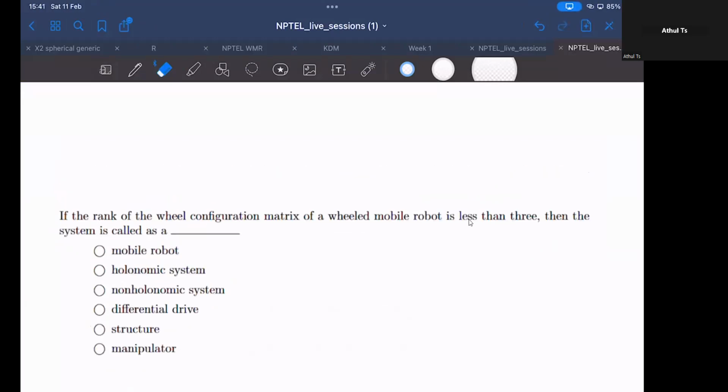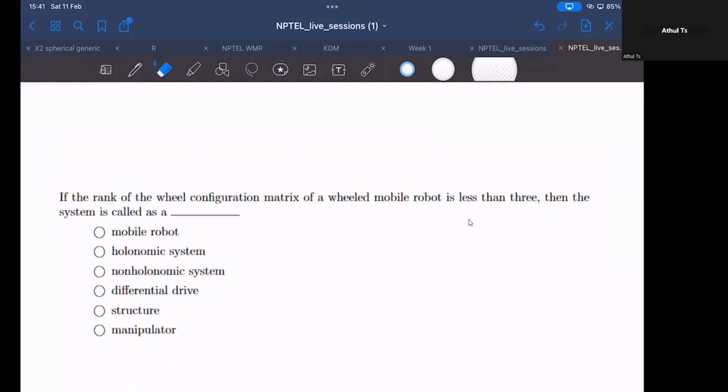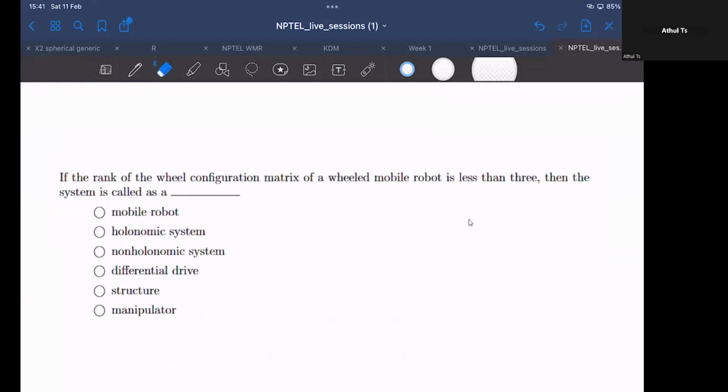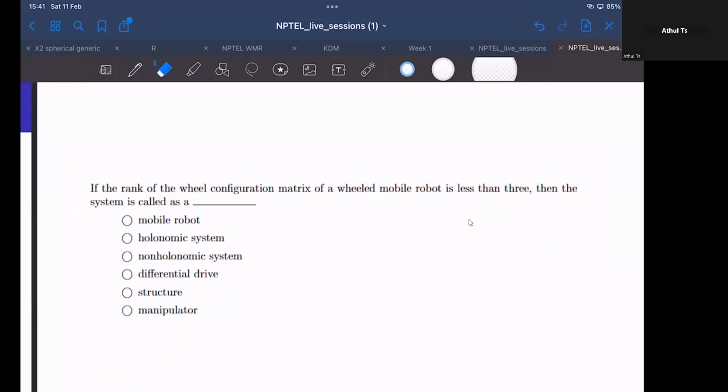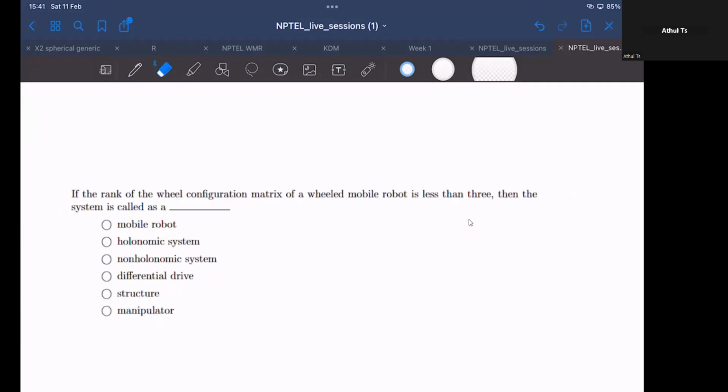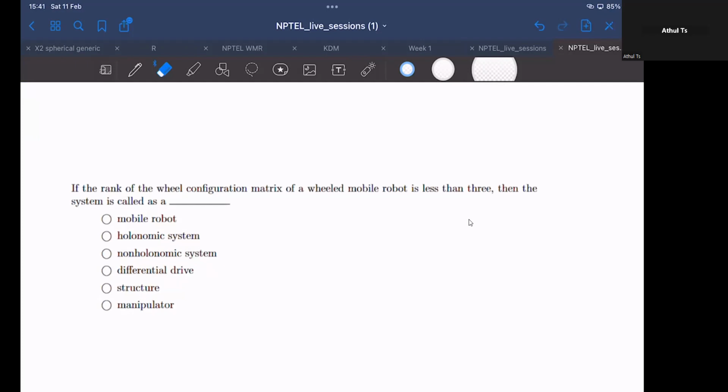So again, regarding the question 4, if the rank of the wheel configuration matrix of the mobile robot is less than 3, then the system is called a mobile robot, a holonomic robot, a non-holonomic system, a differential drive, a structure, or a manipulator. So it's just the inverse of whatever problem that we have discussed earlier. So in this regard, the answer would be a non-holonomic robot.